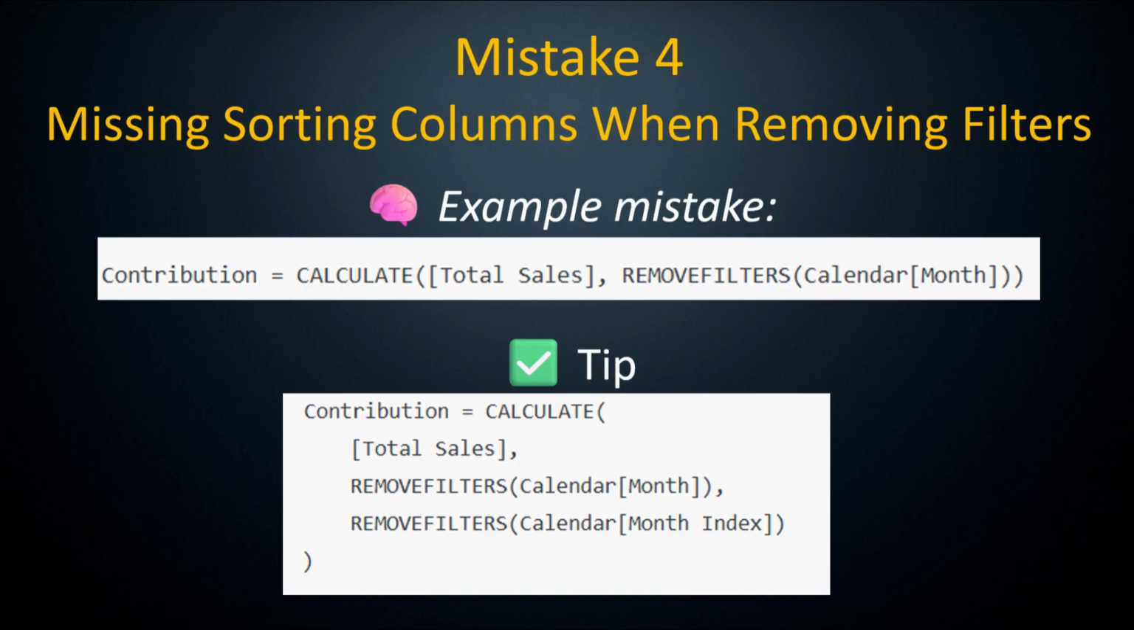Mistake 4. Ignoring hidden sorting columns when you use remove filters or all. Example: you remove the month filter to show yearly sales per month, but your visual is still sorted by another column, like month index, which still applies a filter. Solution: always remove filters from both the column and its sort by column to fully clear the filter context.